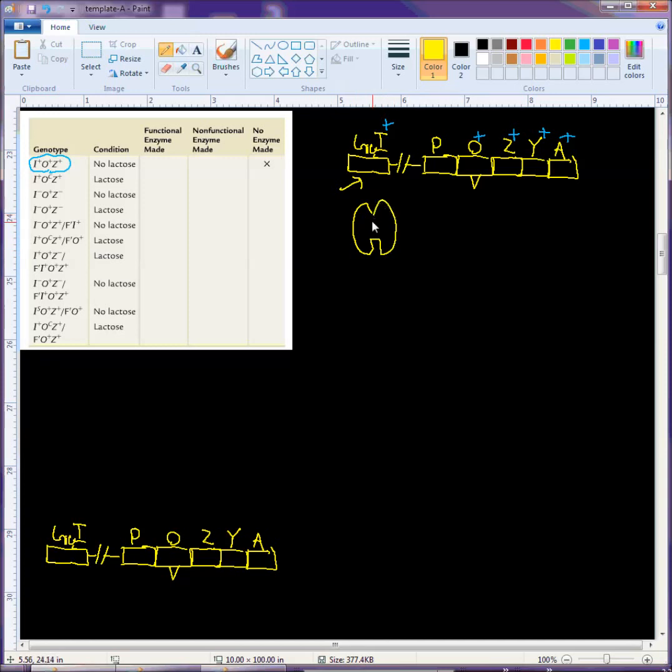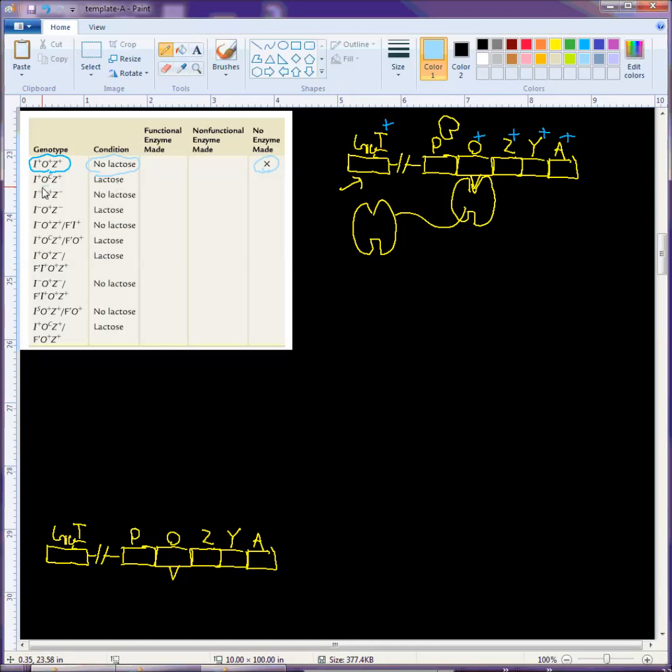And when lactose is not around, the lactose binding site will be free, and as a result the repressor will be bound and it will prevent transcription of the structural genes. Right? So RNA polymerase cannot transcribe when lac I is bound, and lac I is bound when there's no lactose around. So that is why we have an X under no enzymes made when there is no lactose.